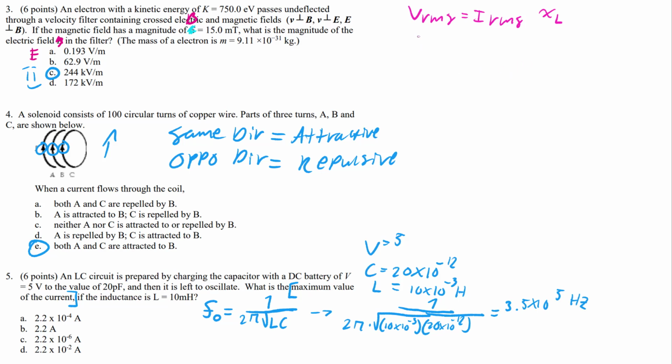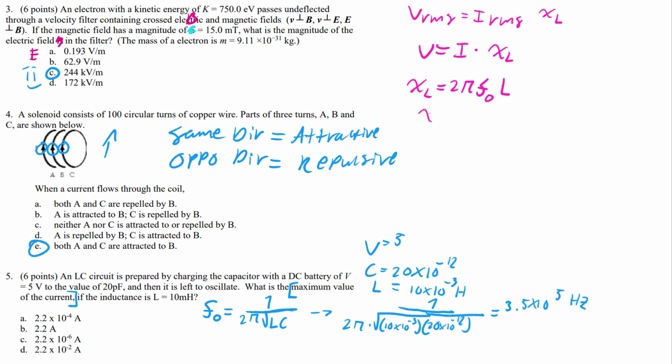And what's VRMS? Well, VRMS is just another fancy way to say V, and that's equal to I times X sub L, or chi sub L. But what is chi sub L? Well, chi sub L is equal to 2 pi, and normally it would be frequency, but notice that we calculated a frequency over here, so we're going to use this one. Chi sub L is multiplied by the inductance.